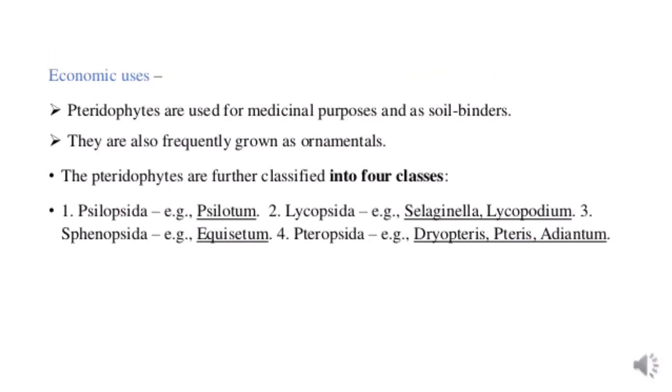Economic uses of pteridophytes. Pteridophytes are used for medicinal purposes and as soil binders. They are also frequently grown as ornamentals. The pteridophytes are further classified into four classes: Psilopsida, Psilotum; Lycopsida, Selaginella, Lycopodium; third is Sphenopsida, that is Equisetum; and Pteropsida, that is Dryopteris, Pteris and Adiantum.